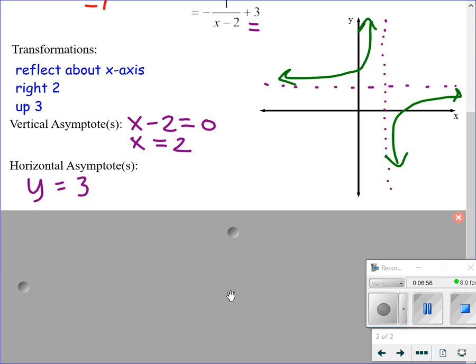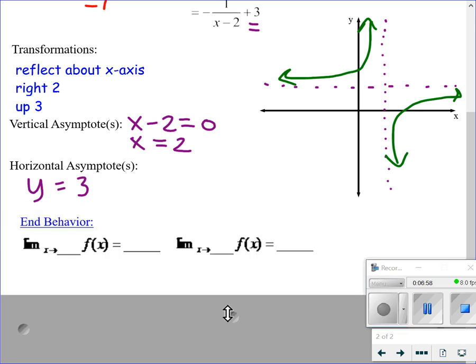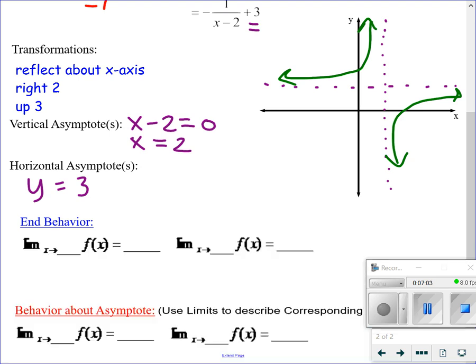All right, go ahead and fill in your end behaviors. That's the left and the right-hand side. And then when you're done with that, go ahead and do your asymptotic behaviors. Go ahead and pause the video here for just a second while you get this done, and then when you are ready to check your answers, play.